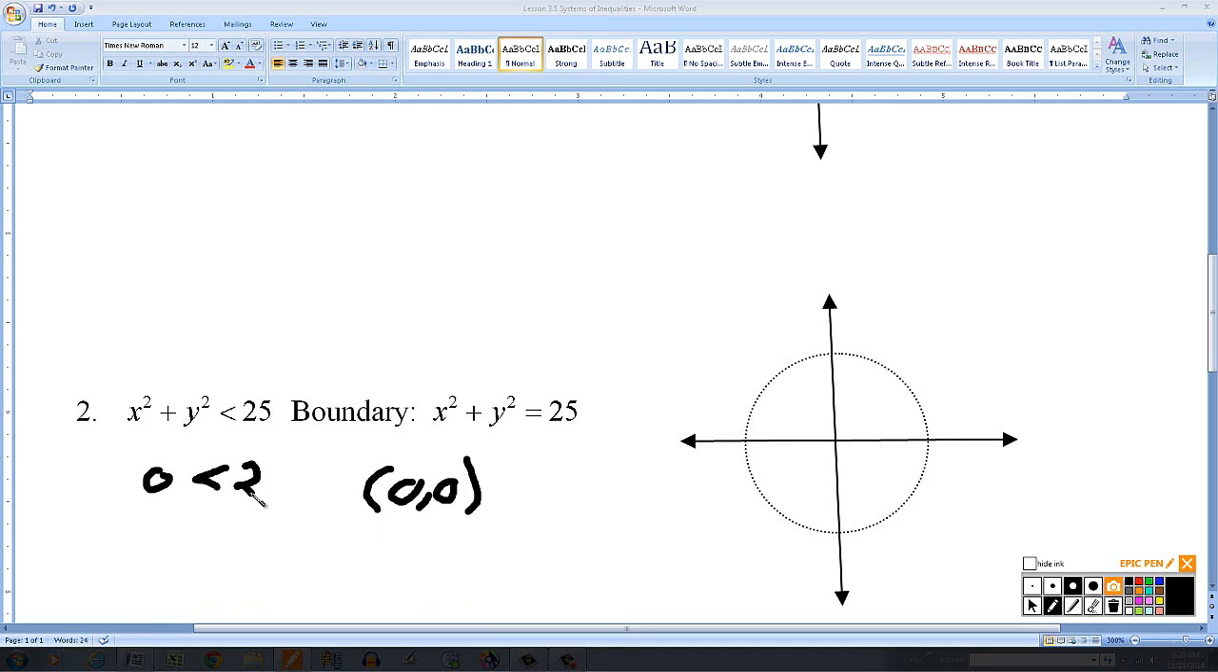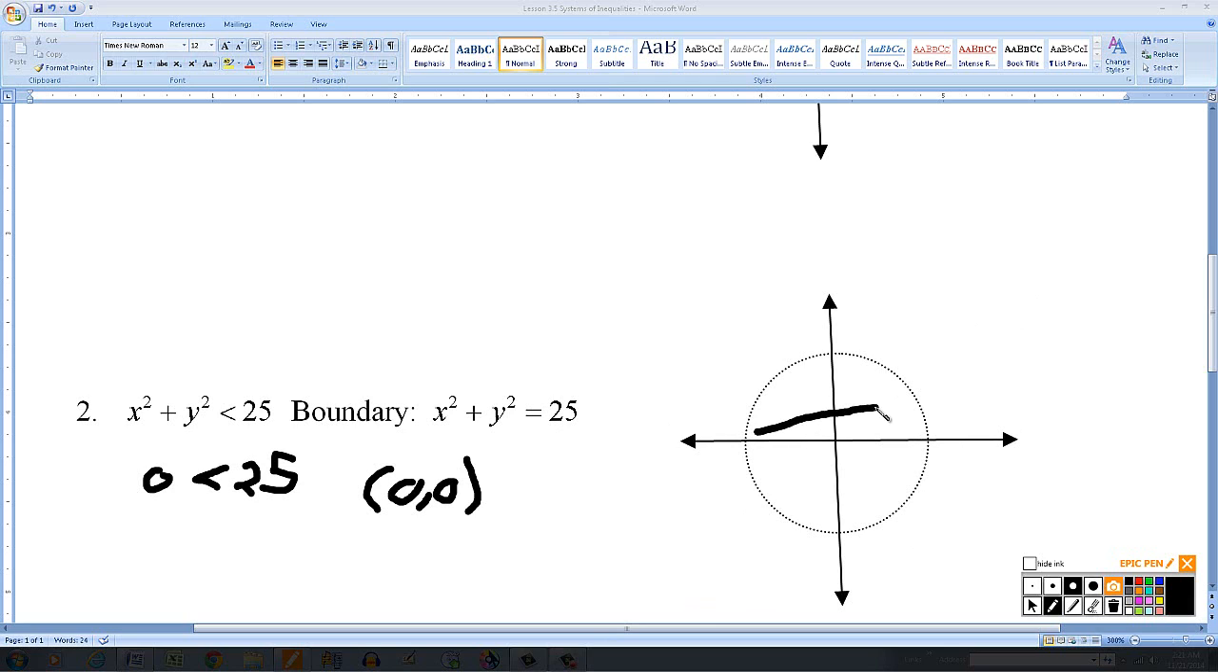So that means that the test point works. So that means that everything in that area is going to work. That is everything inside the circle. So in this case, you shade everything inside. Now, had this been greater than 25 here instead of less than, everything's the same, except now this would read 0 is greater than 25, which would be false. So in that case, you would simply shade everything outside the circle. But in this case, we shade everything inside.